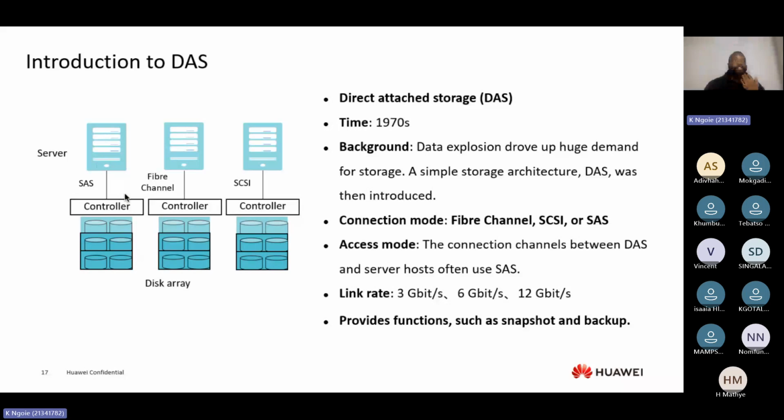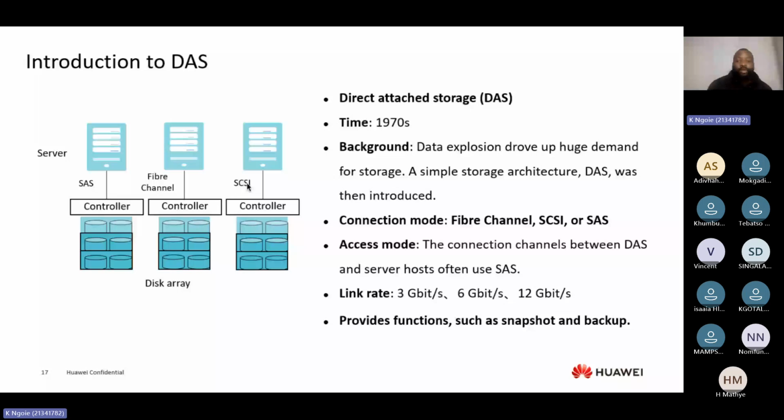And this can use a connection. For example, here it's using a SAS connection. We're going to see what a SAS connection is. And here we have a fiber channel in this case, and in this case we have a SCSI connection. So these are just 3 types of connection that we use in this DAS networking type. You can either use the SAS connection or a fiber channel or a SCSI.